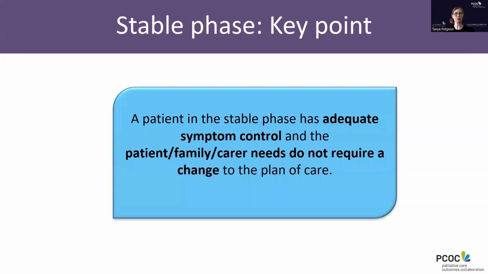So the key point for the stable phase is that a patient in a stable phase has adequate symptom control and the patient, family or carer needs do not require a change to the plan of care. Stable phased patients could be medically deteriorating, but their changing needs are being met from the care plan. Patients who are in the stable phase are thus not unstable, deteriorating or terminal.